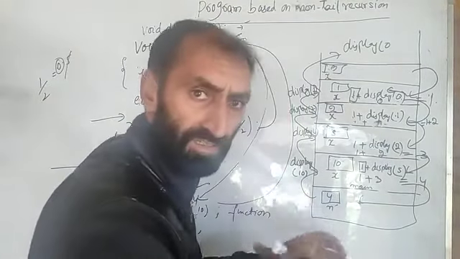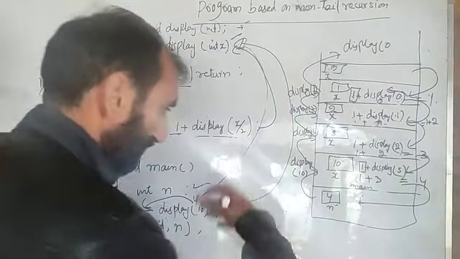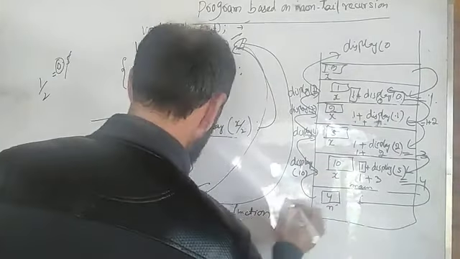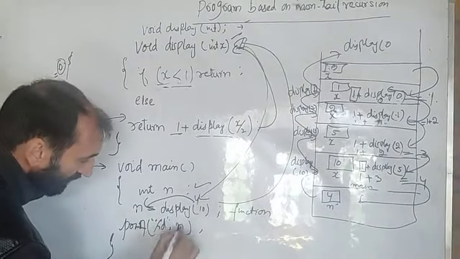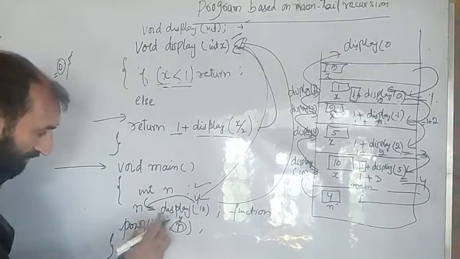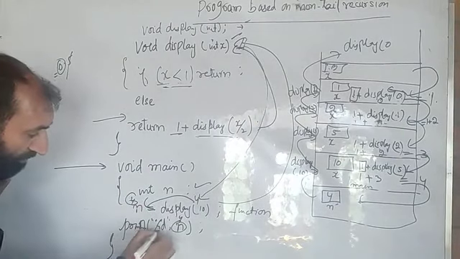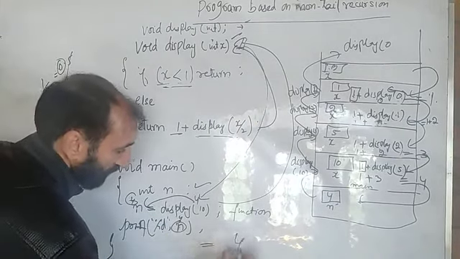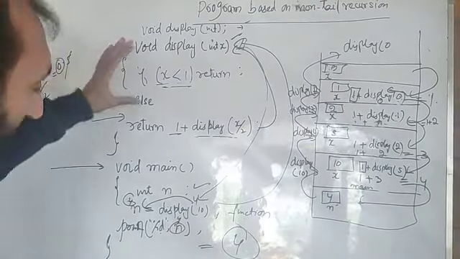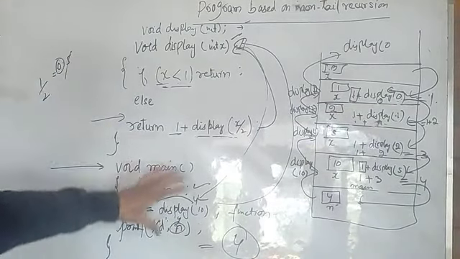So 4 will get returned to this n. Now this n contains 4. Printf %d n, and the output will be 4. This is the sequence of operation.